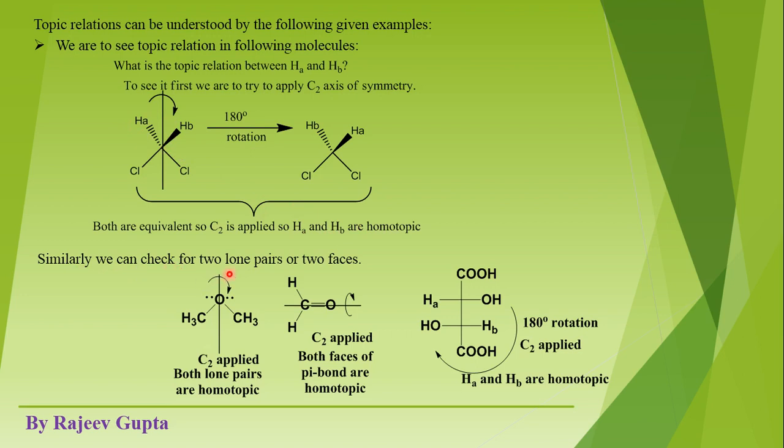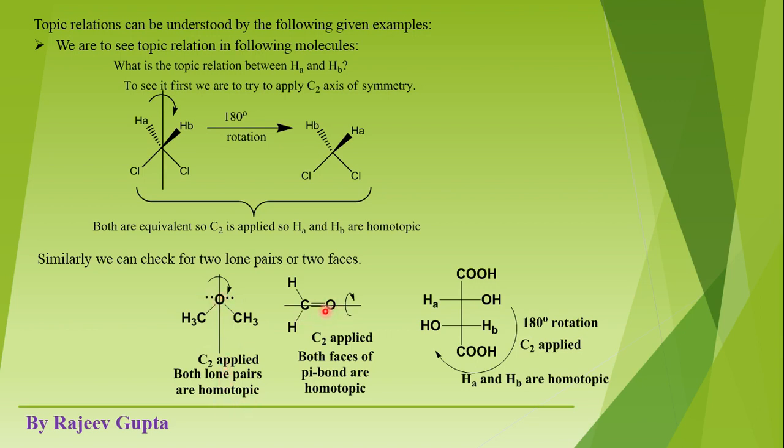Similarly, we can check this for 2 lone pairs which are homotopic, or 2 faces in carbonyls or alkenes. Here the example is given for this ether molecule, dimethyl ether, and this is formaldehyde. We apply the C2 axis of symmetry. When we apply this, the methyl groups are exchanged, and both lone pairs are also exchanged, and we get an exactly equivalent configuration. So both lone pairs are homotopic.